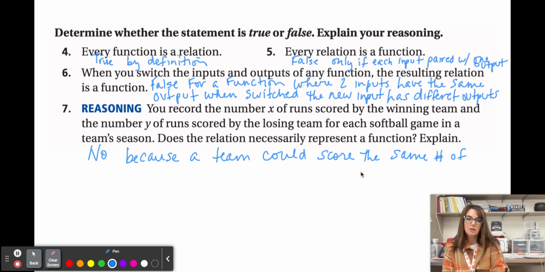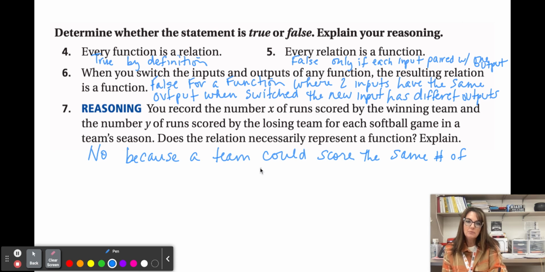Right? So say your team scored 3 runs and the other team scored 5 runs in one game. But then say the next game you also scored 3 runs, but now they scored 2 runs, right? So you lost one, you won one, but now you have 2 threes paired with 2 different outcomes. So we couldn't call that a function. We couldn't write a rule for that. There's too many variables here. This isn't what functions are.